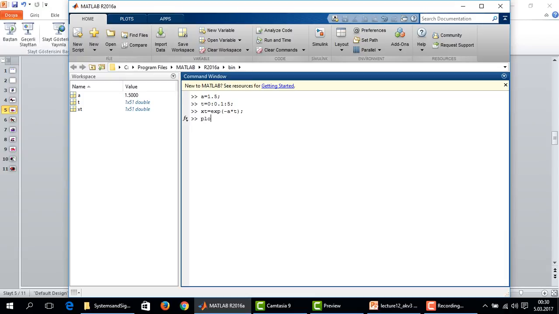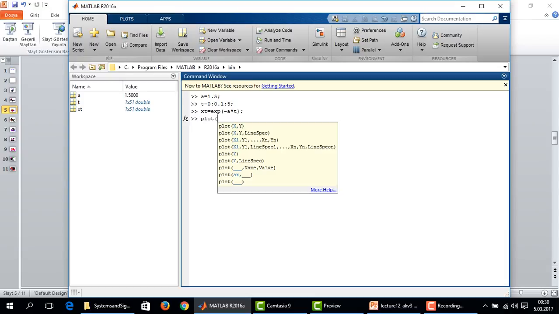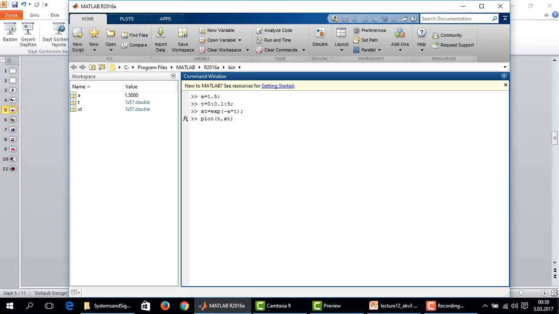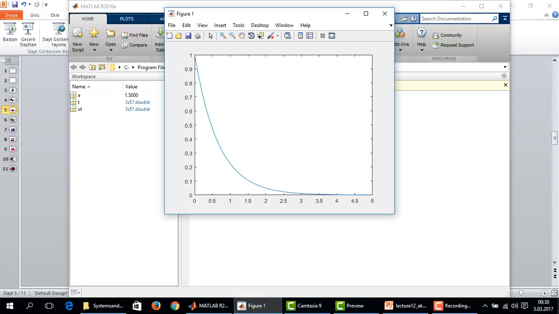Now let's plot this signal, t, x(t). Okay, here is the plot of time domain signal. As you see, it's 1 at time 0. It goes to 0 as time increases.